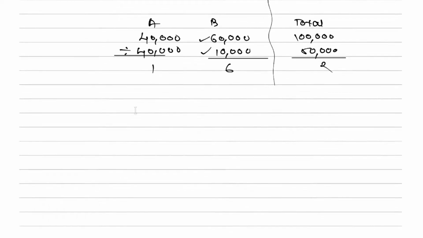Now let us say if I produce 1 unit, it will require some raw material also, it will require some labor also. Then it has to pass through department A and it has to pass through department B.